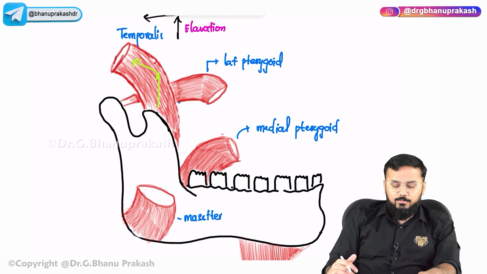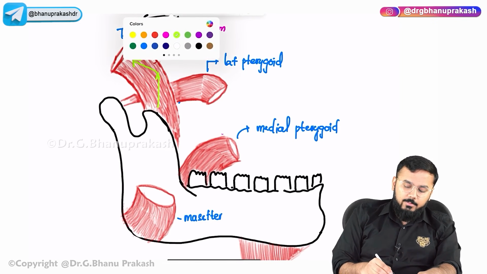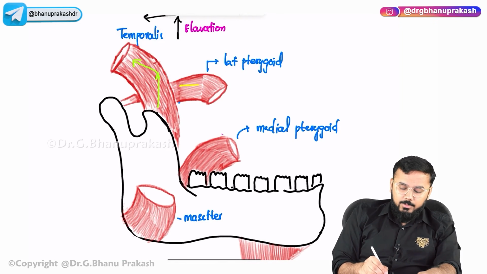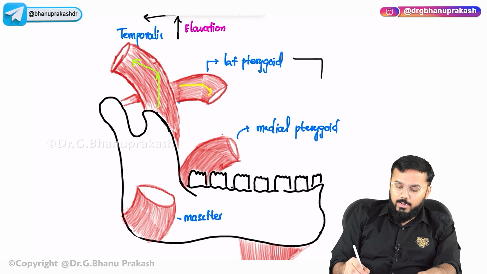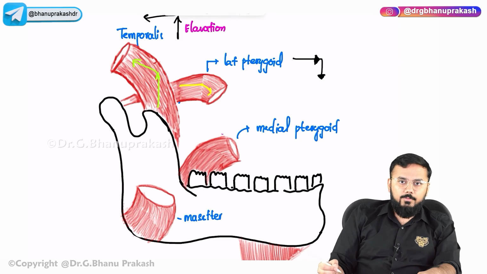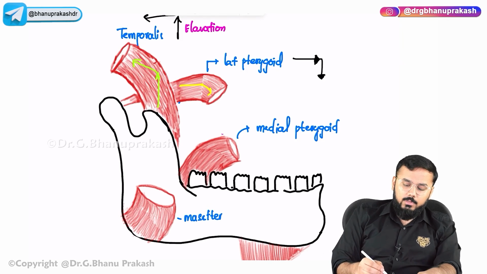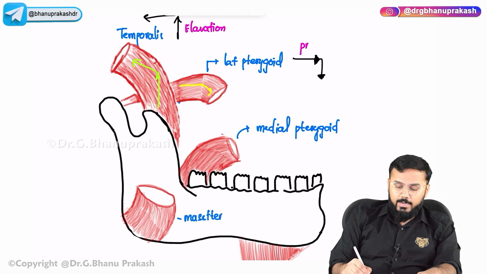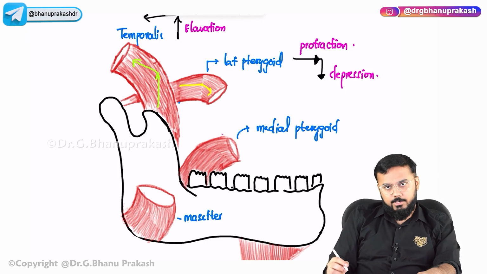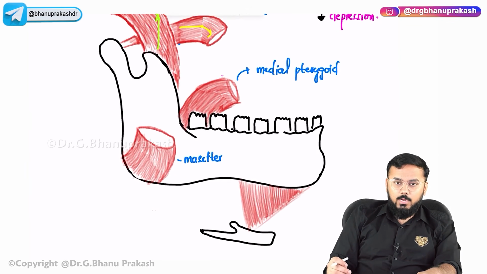If you look at the lateral pterygoid, look at how its fibers are projecting. The lateral pterygoid fibers are projecting forward, and you see they are bending downward. So they are projected forward and downward. If the fibers are projecting forward, this is called protraction. If the fibers are moving down, this is called depression. Protraction and depression.